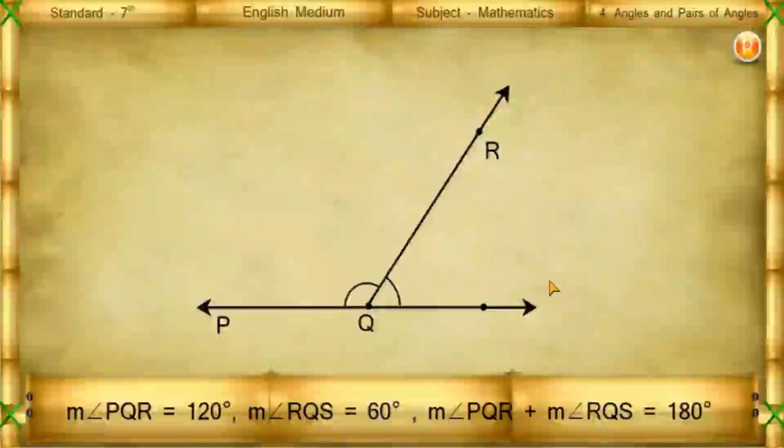Measure of angle PQR is equal to 120 degrees. Measure of angle RQS is equal to 60 degrees. Measure of angle PQR plus measure of angle RQS is equal to 180 degrees.